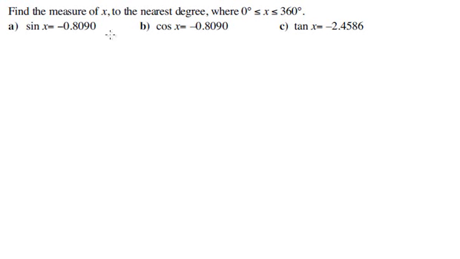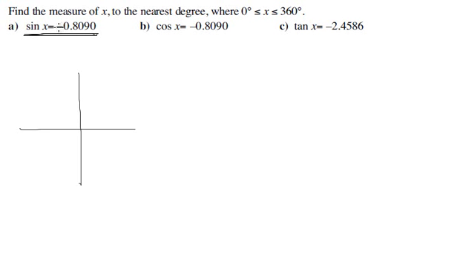Find the measure of x to the nearest degree. These, again, are find the angle, or angles, that would explain this trig ratio. And again, you might have guessed from the fact that they're decimal values that we're going to need some calculator help here. Sine x is minus 0.809.